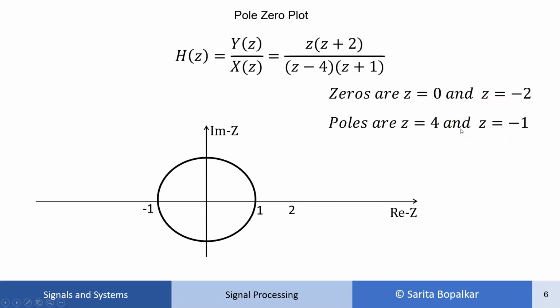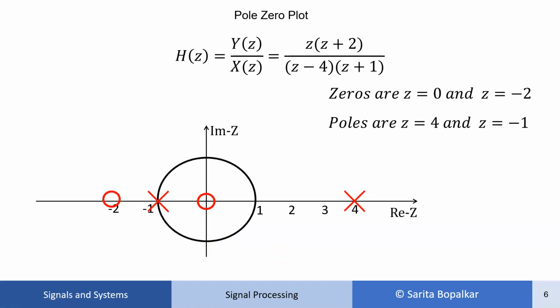For zeros, the symbol is a circle. So the z is equal to 0 point is here. This is one of the zeros, and z is equal to minus 2 is another zero. Now poles are at z is equal to minus 1, the symbol used is this cross sign, and z is equal to 4 is another pole. So this is our pole zero plot.